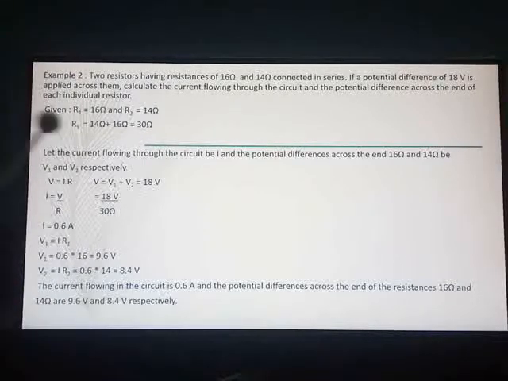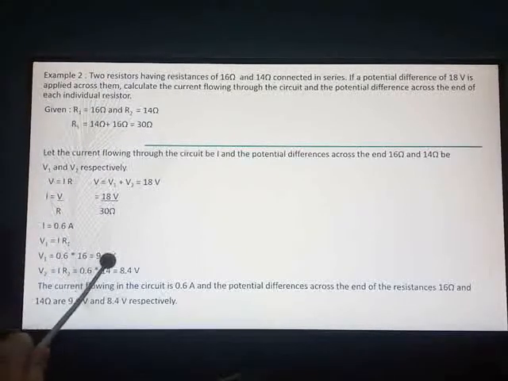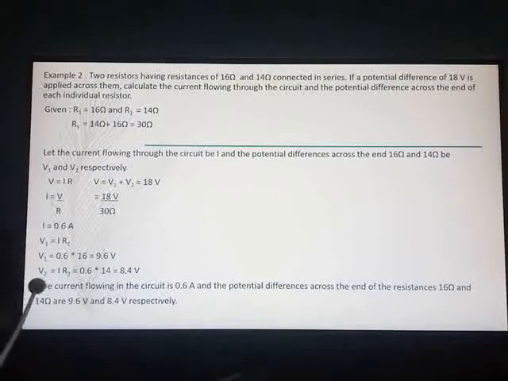Next, you have to get the potential difference also across each resistor. Means you have to find the value of V1 and V2. So V1 is equal to IR1 because V is equal to IR. I is 0.6, so 0.6 multiplied by R1, which is 16, gives 9.6 volts, and V2 is IR2, so 0.6 multiplied by 14, that is 8.4 volts. So we are successful in finding out the current flowing through the circuit, and also we have found out the potential difference across each individual resistor.